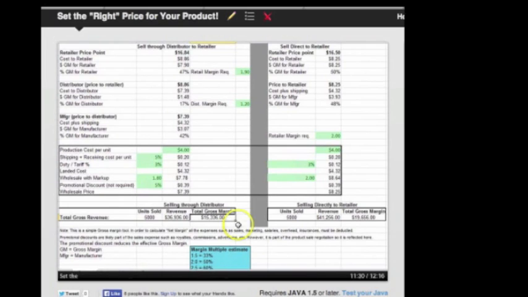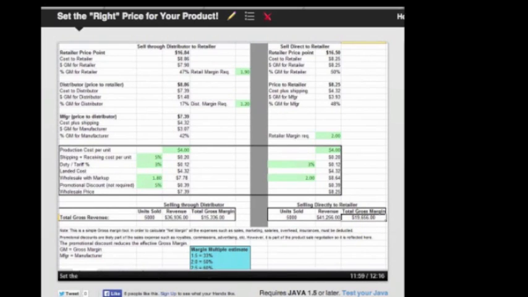$336. If you are selling your item directly to the retailer, you'll see you're going to make more because you don't have a distributor to pay. And if you sold 5,000 units, your revenue would be $41,256, and your gross margin would be $19,656. So this is how a basic margin calculator works.